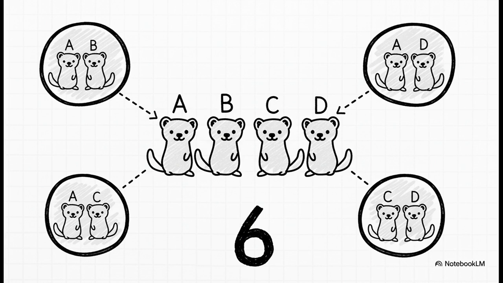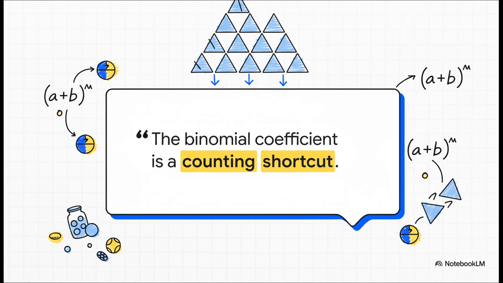Well, you could have A and B, or A and C, or A and D, and if you list them all out, you'll find there are exactly 6 ways to do it. And there it is. That is 4 choose 2. It's the same 6 from Pascal's triangle. And that right there is the big aha moment. The binomial coefficient is just a shortcut for counting.